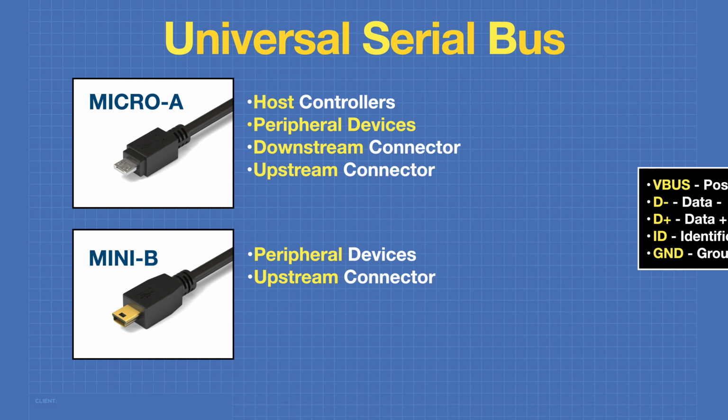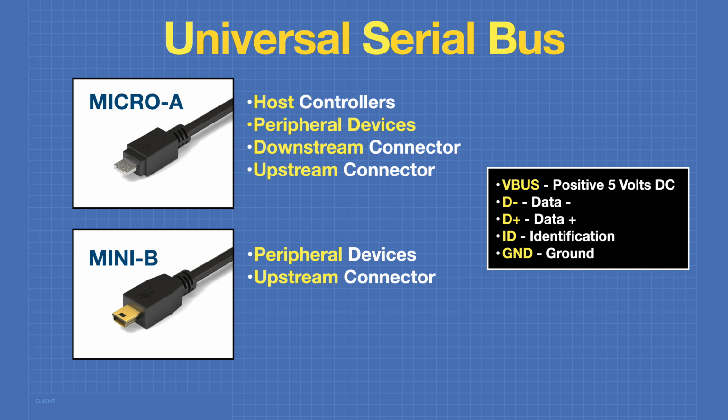The reason the micro connector can be used for both a host and a peripheral device is the addition of the ID line. The ID line supports what's called USB OTG, or on the go, and can be left grounded or open to indicate whether the device is a downstream or upstream device. You can buy cables that have this line grounded for devices that don't support USB OTG.